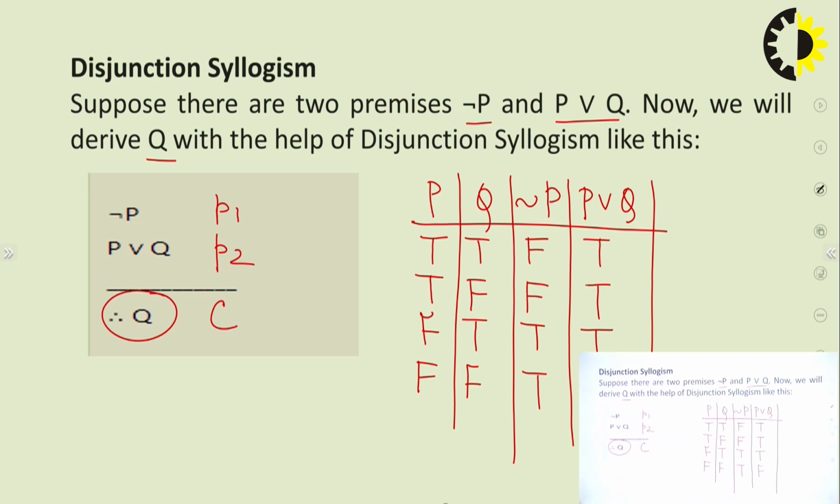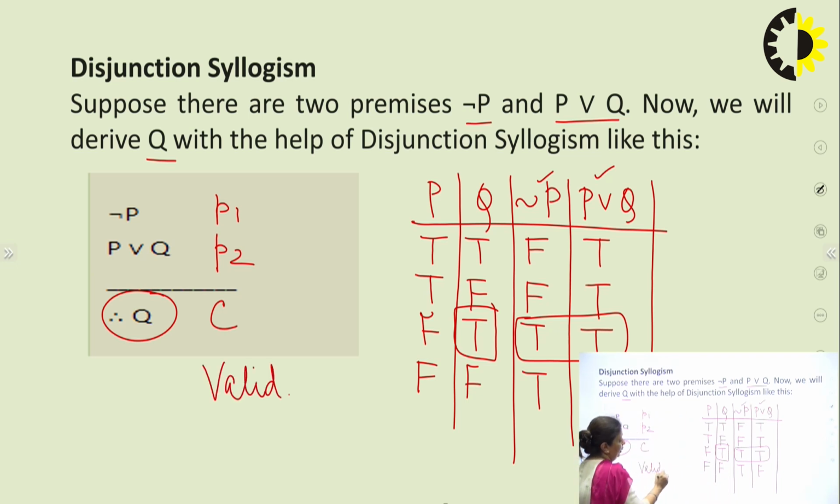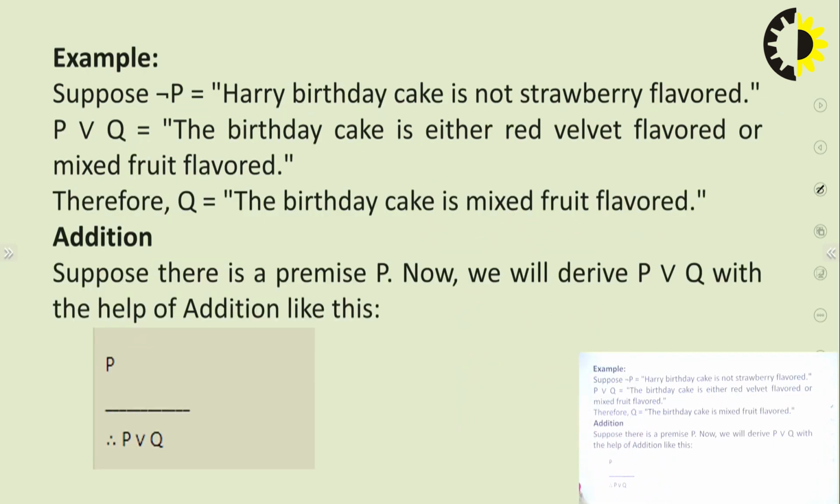So now I have two premises, not P, P or Q. Now I need to have the conclusion as Q, which I already have in my truth table. So let's check what are the critical rows where both my premises are true. So I have only one critical row, that is the third one, where both my premises are true. So I need to check the value of the conclusion, that is Q. It should be true in this critical row, so that we can say that it is a valid rule. So the value of Q here is true. So we can say that it is a valid rule and it can be applied directly to check the validity of the arguments.